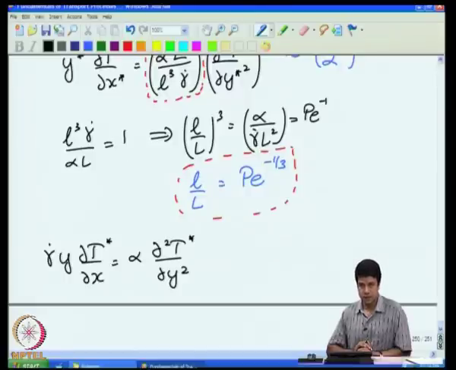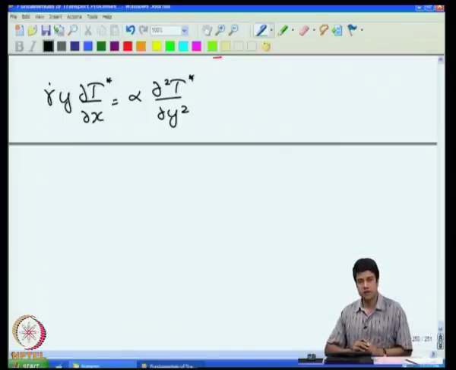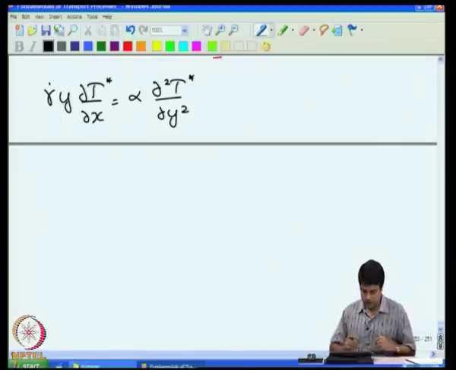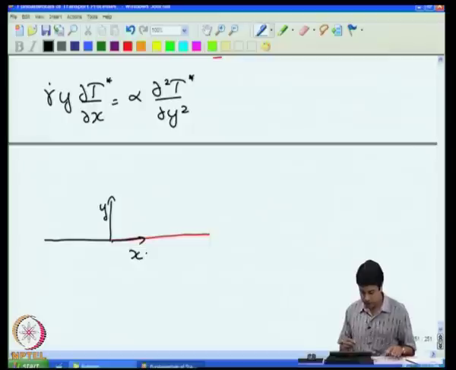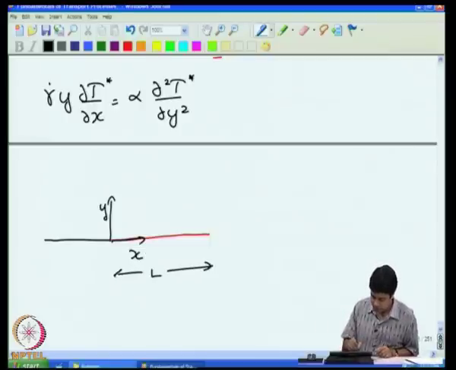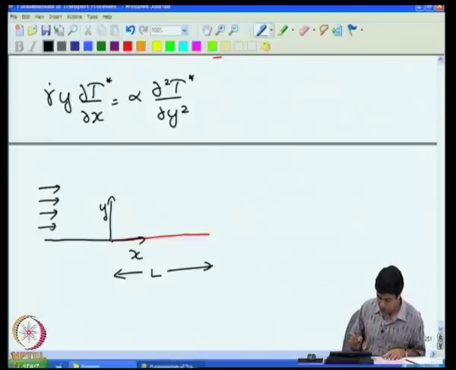How do we solve this? This is still a partial differential equation which contains variations both in x and in y. For the solution procedure for this simplified equation, we can formulate a solution procedure based upon our physical understanding of this problem. So I have this section, and then I have a heated section here. So this is y, this is x, and this heated section has some length L. The flow is incident on this heated section.